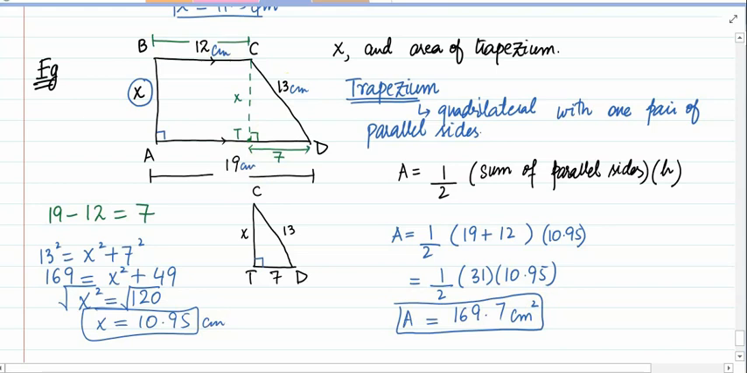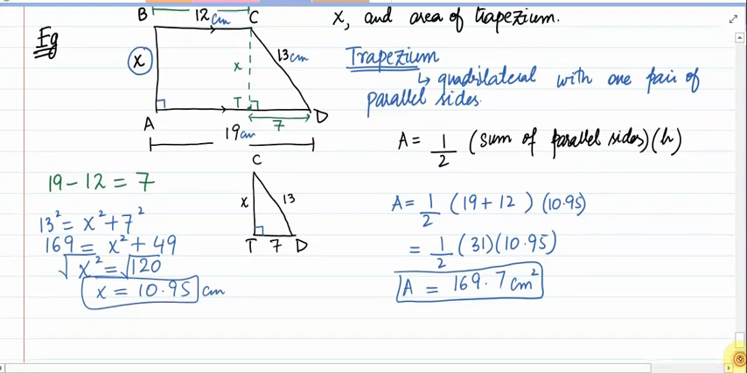So that's how you find the area of a trapezium. Make sure that you have learned its formula. That is very important, and you should know how we use this working formula, right? So I hope that this question is clear to you, the trapezium one.